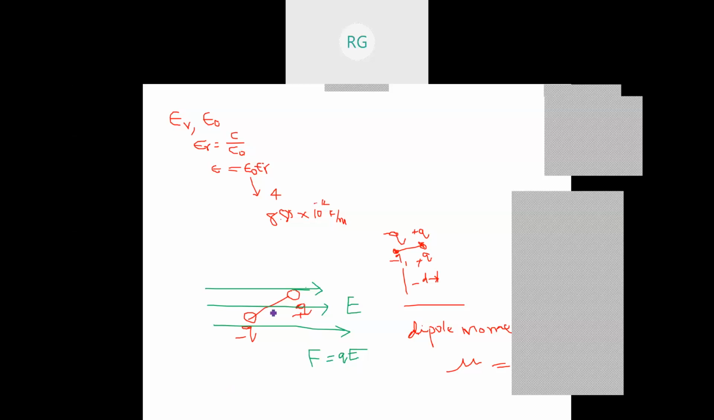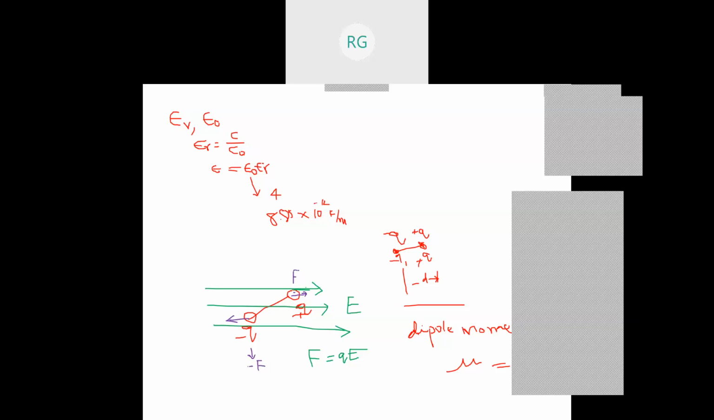The charge on plus Q is in this direction, whereas the charge on minus Q is in this direction. Therefore, these two are equal and opposite. For minus q, the force is minus qE, or minus F, I'll write it as, and here the force is F. So two equal and opposite forces are acting on the electric dipole, because it is placed in an external electric field, thereby a torque acts on it.